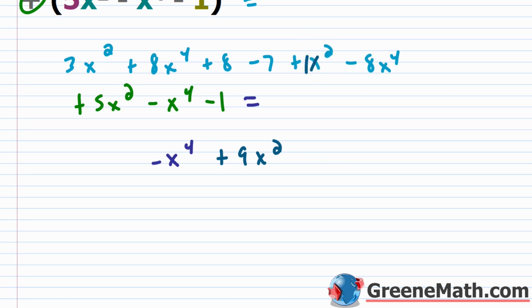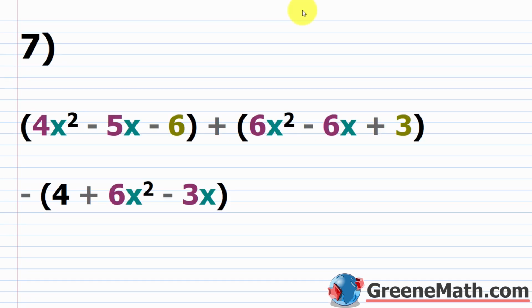So then what else do I have? I have this 8, I have this negative 7, and then I have this negative 1, right? So let's combine those. So basically 8 minus 7 is positive 1, and then positive 1 minus 1 is 0. So again, you could put plus 0, but it's really unnecessary. Your answer here is negative x to the 4th power plus 9x squared. All right, let's look at the next problem.